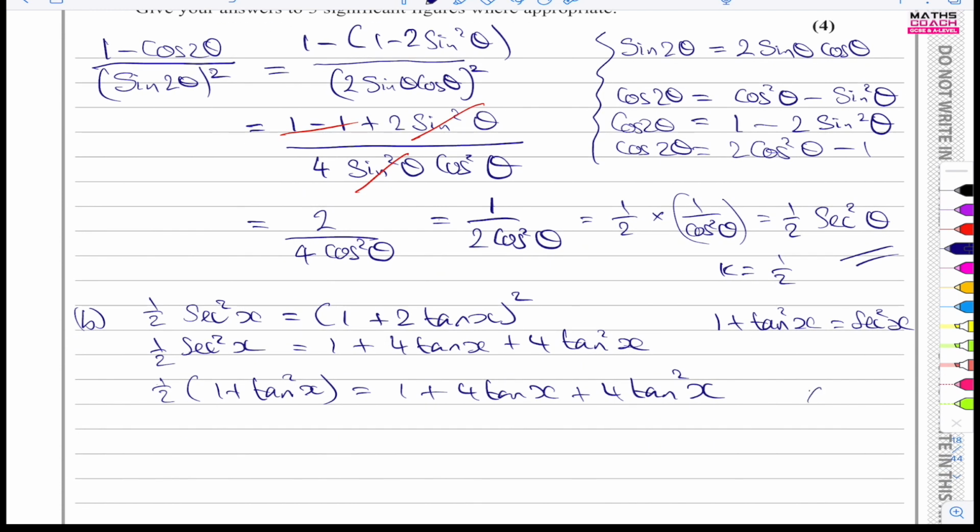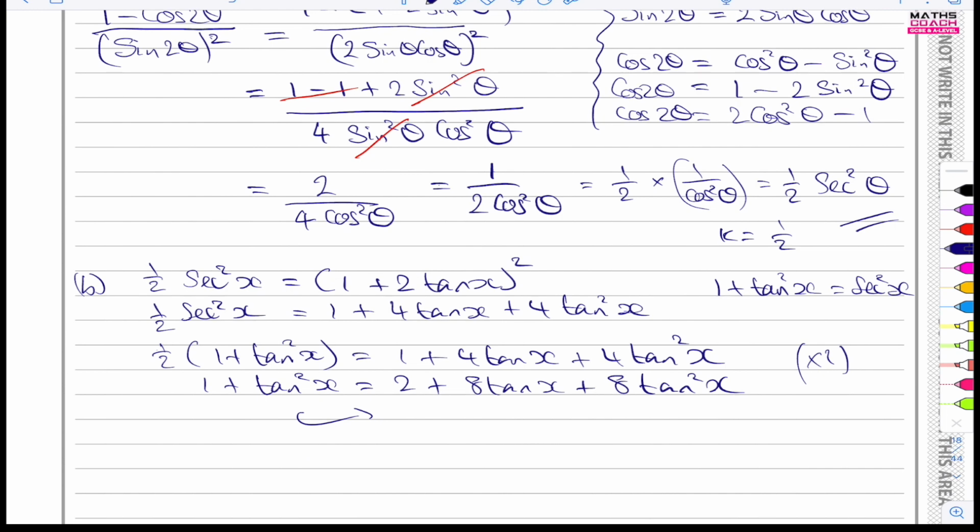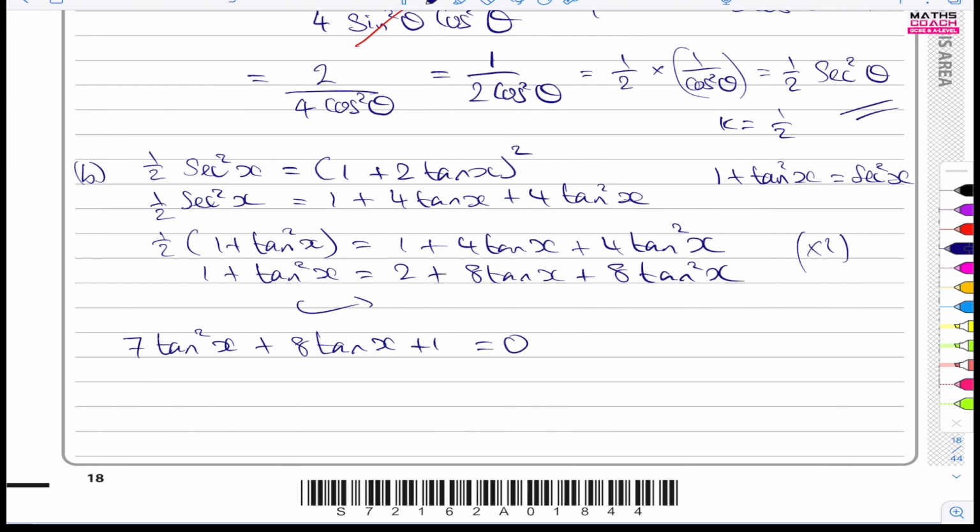I don't like the half there, so just multiply everything by 2 to get rid of that half. So we have 1 plus tan squared equals 2 plus 8 tan x plus 8 tan squared x, and then move everything to the other side and simplify. That gives us 7 tan squared x plus 8 tan x plus 1 equals 0. If you now use the quadratic formula or your calculator to get the solutions to this quadratic equation, you would get tan x equals two values. One of them is minus 1 over 7, and the second one is minus 1.